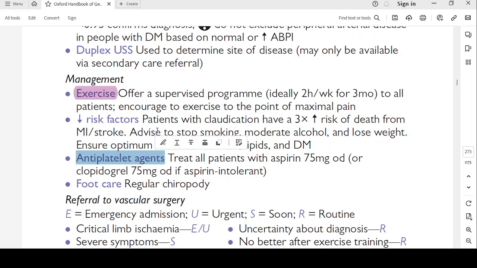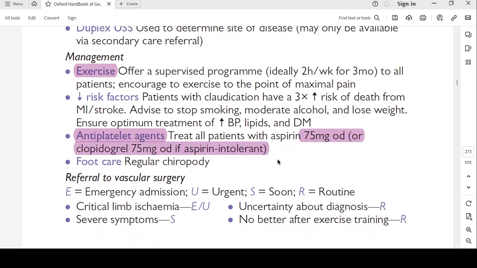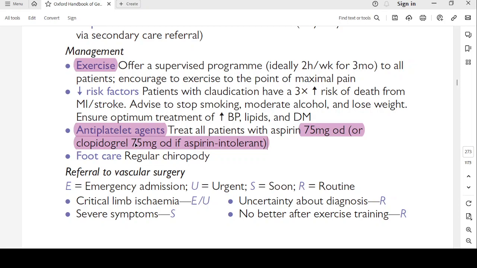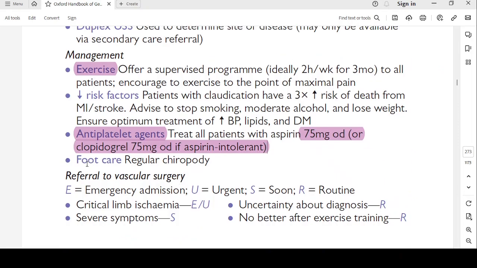Antiplatelet agents. Treat all patients with aspirin 75 milligrams OD, or clopidogrel OD if aspirin intolerant. But I think as per the recent NICE guidelines we were reading yesterday, you have to prefer clopidogrel over aspirin and then a statin for peripheral artery disease. Foot care. Regular chiropody. Refer to vascular surgery.